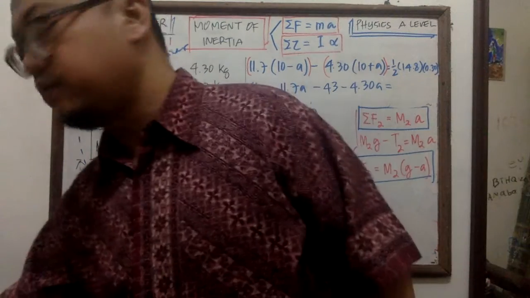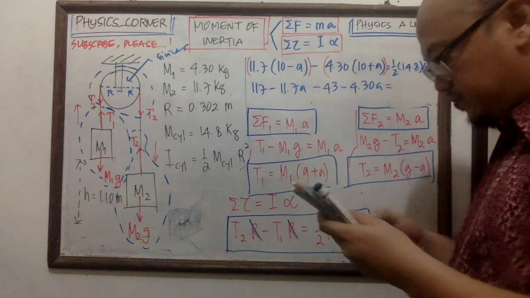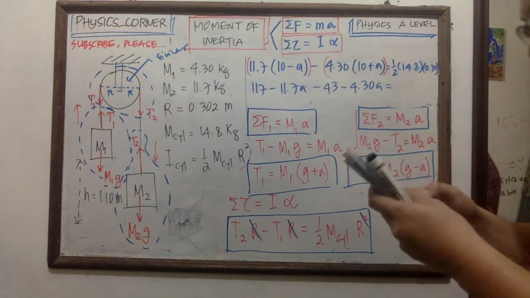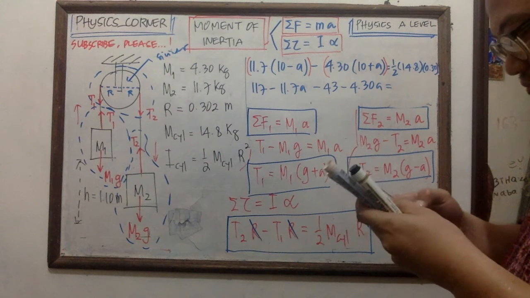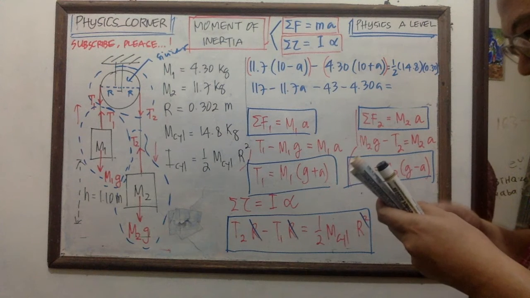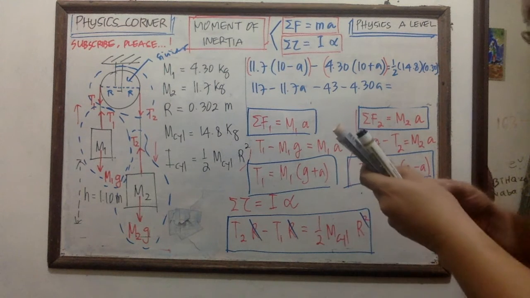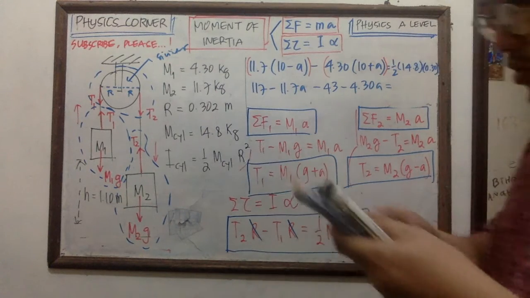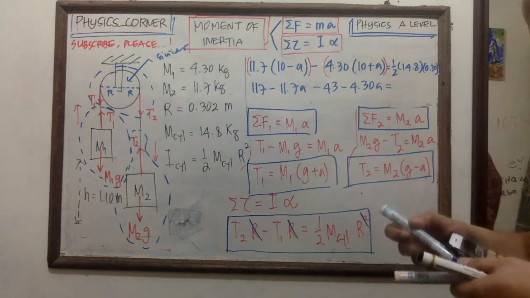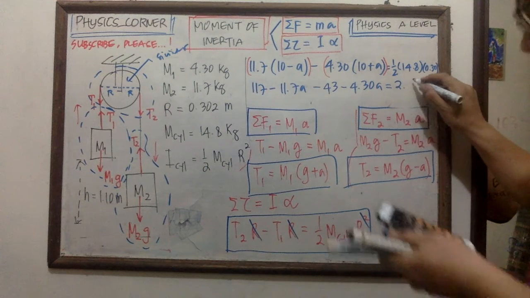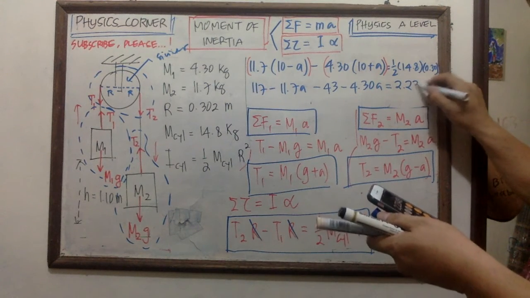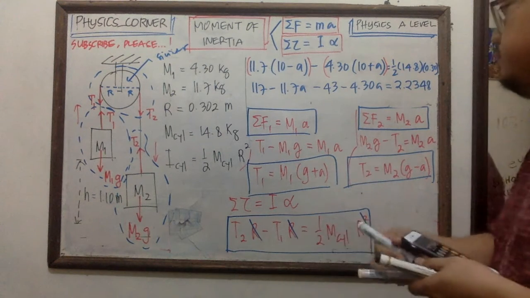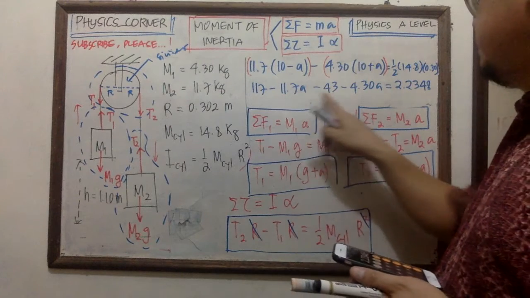Yes, we need a calculator to find the number here. 14.8 divided by 2 and times 0.302. Yes, 2.23. Here is 2.23, let's say 2.2348. Then finally we get here and here.